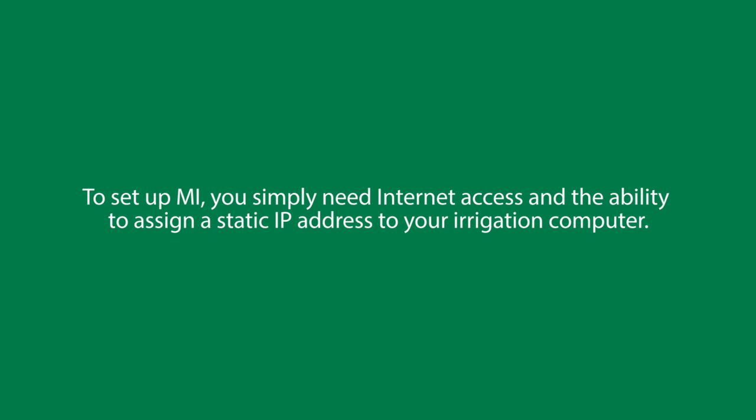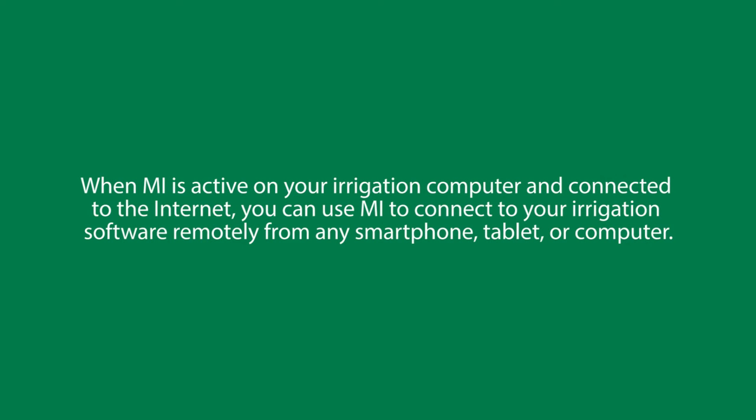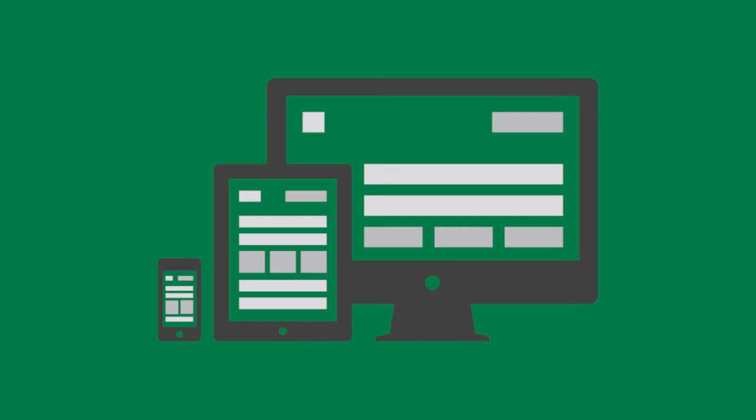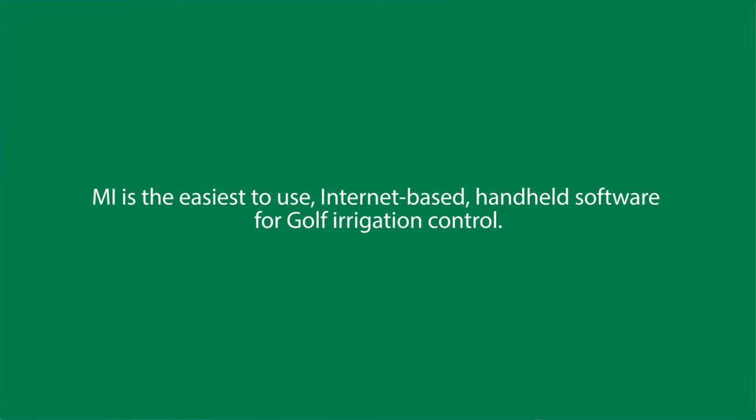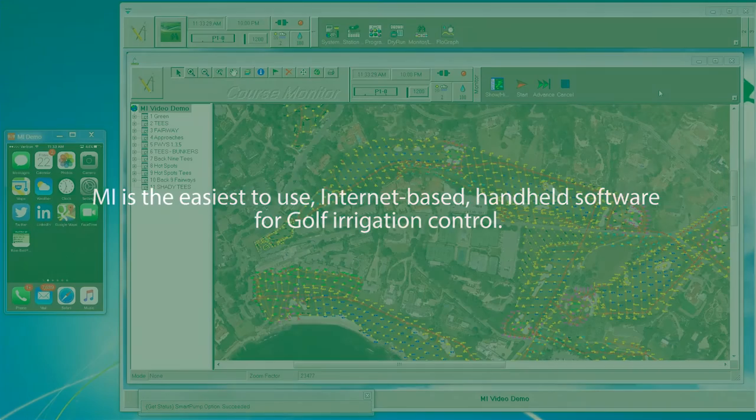To set up MI, you simply need internet access and the ability to assign a static IP address to your irrigation computer. When MI is active on your irrigation computer and connected to the internet, you can use MI to connect to your irrigation software remotely from any smartphone, tablet, or computer. MI is the easiest to use internet-based handheld software for golf irrigation control.